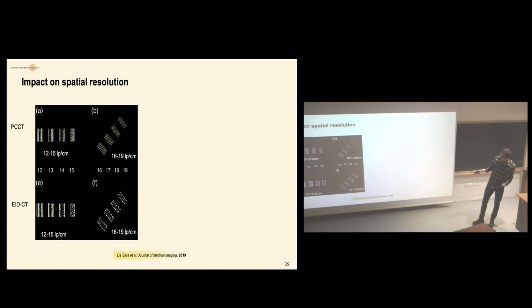He is a professor of physics in Sweden, and he has developed his own photon counting detector based on silicon semiconductor. And what you see here is that he provided a much higher spatial resolution in comparison to standard CT. You can see up to 19 line pairs per centimeter.